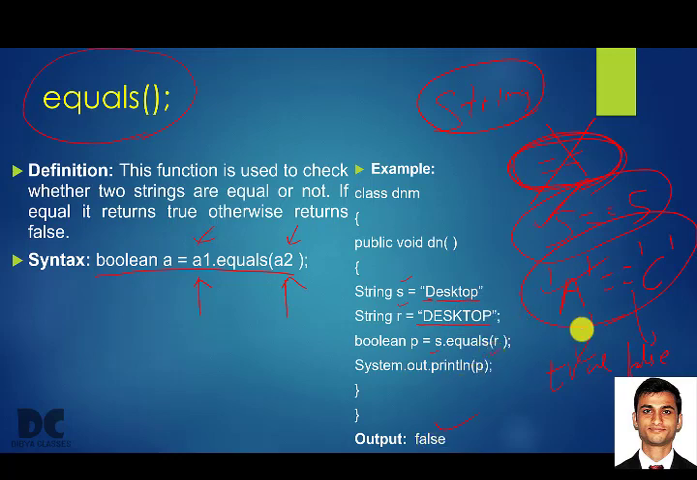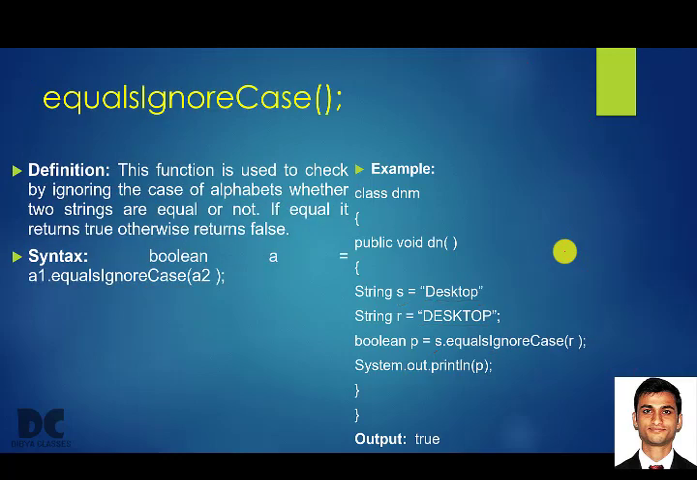Therefore the output will be false, because though they are the same, for us it is different for Java, because the first one is in small letters and the second one is in capital letters. In Java, always remember small letters and capital letters are different. So because of this, there is another string function, that is equalsIgnoreCase.